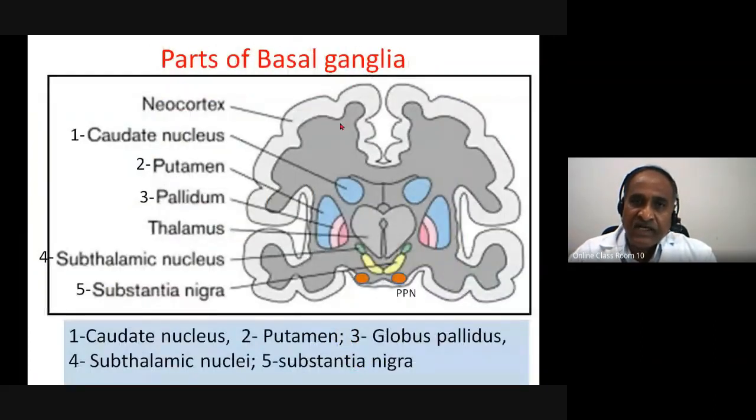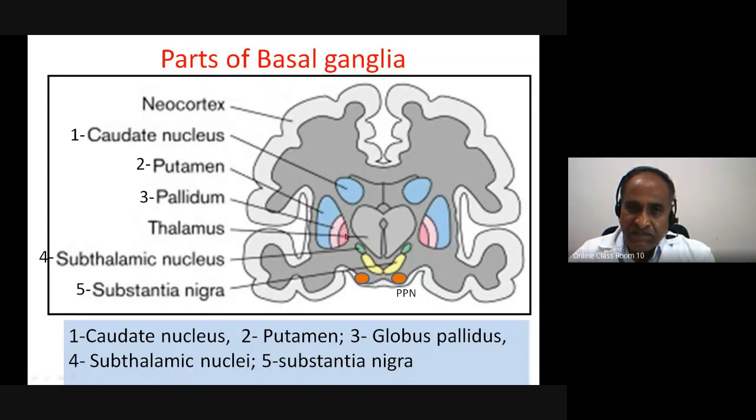Now, moving further, these are, in brief, the parts of the basal ganglia. Here I have named 5 parts. The caudate nucleus, this is caudate nucleus. These are lateral ventricles there. These are 2 thalami, caudate nucleus. Then this is putamen. This part is putamen. This is also blue, and this is also blue, and they are put together. They are known as a striatum.